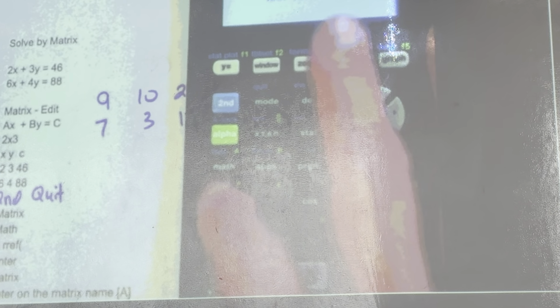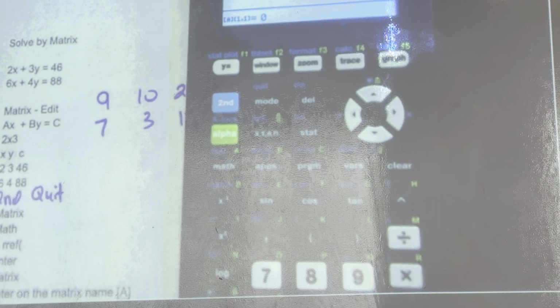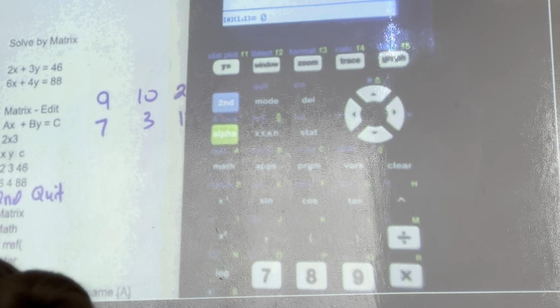So second matrix, go over to edit, press enter, and then it automatically does a 1 by 1. So we are going to input a 2 by 3. You have 2 equations with A, B, and C makes 3. So 2 by 3. If you forget, it's going to give you the wrong size. The first column is your x, second column is your y, third column is your constant.